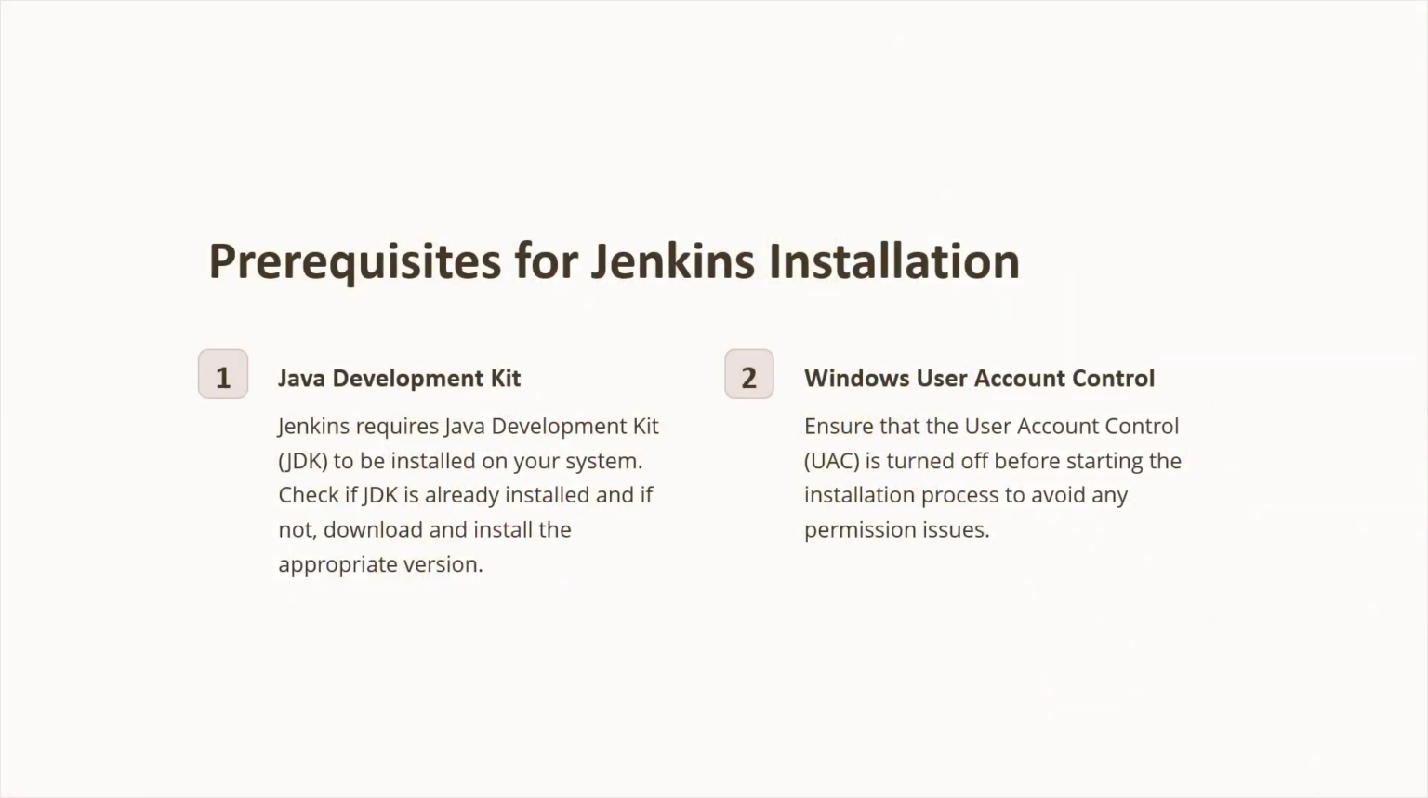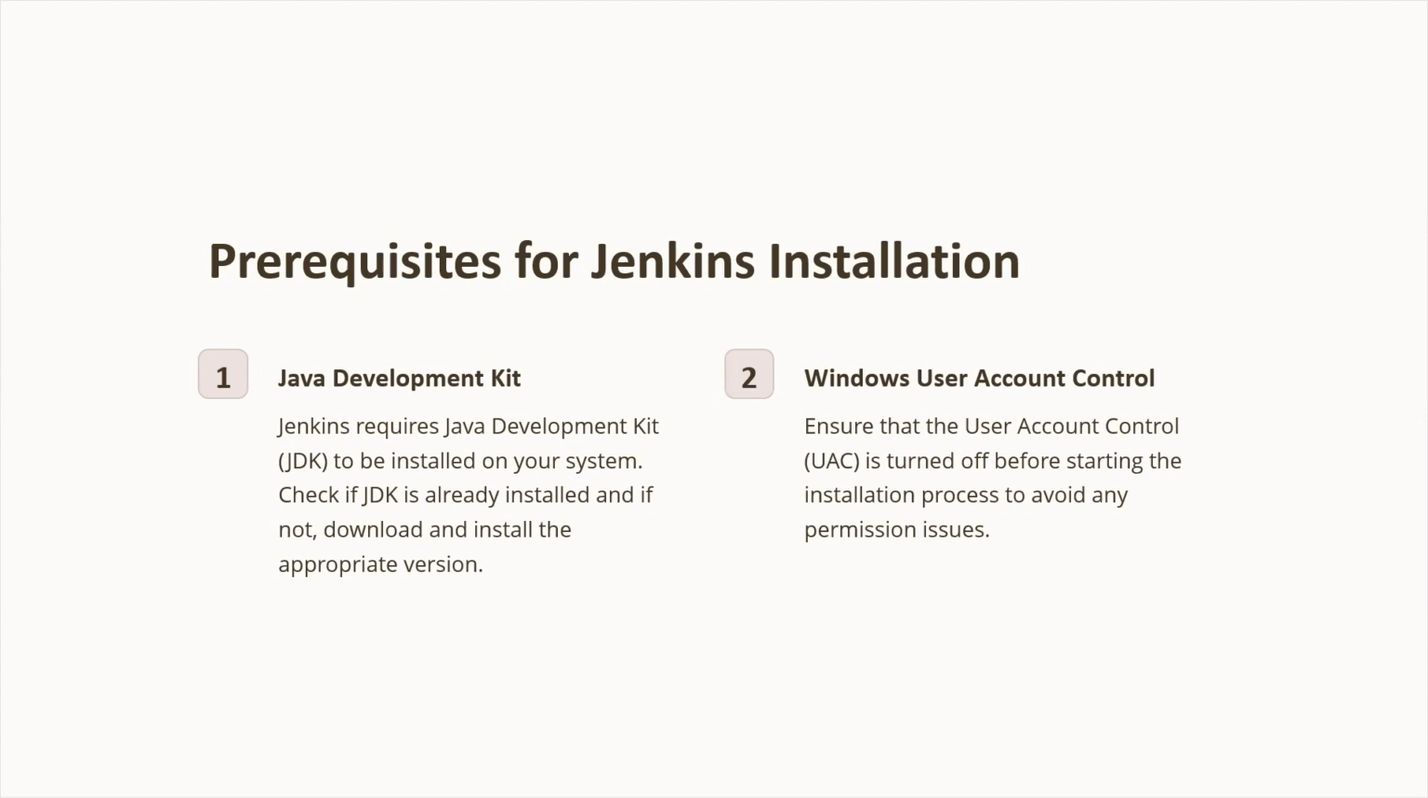Now you can see my screen. In this screen, you can see the steps for how we'll install Jenkins. First thing is prerequisites. For Jenkins installation, we need a JDK installed in your system. Check if JDK is already installed, and if not, download and install the appropriate version. In this video, I will show you how to install JDK on your local system, and after that, install Jenkins.